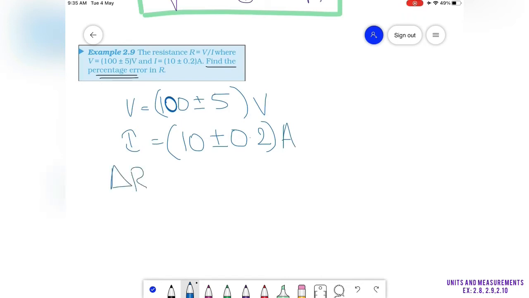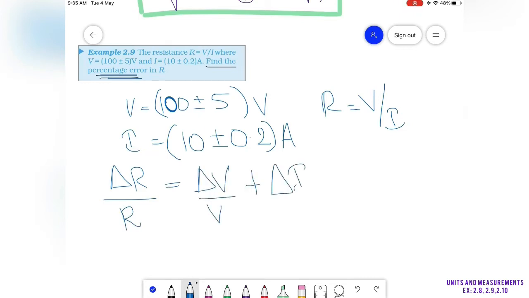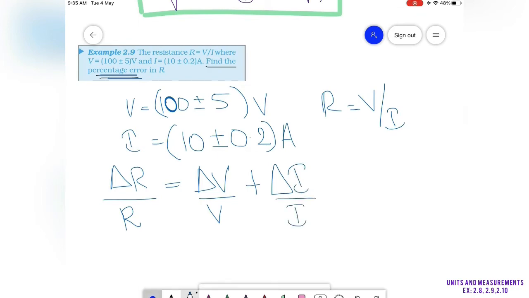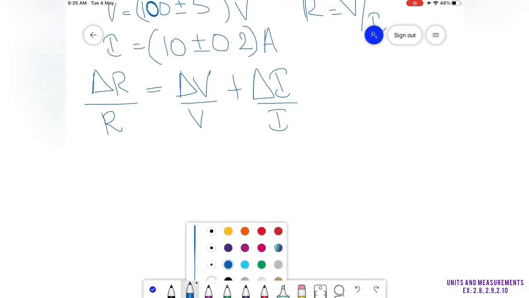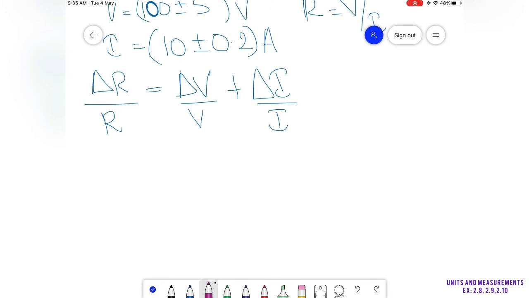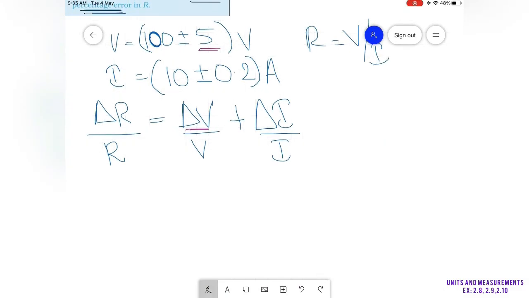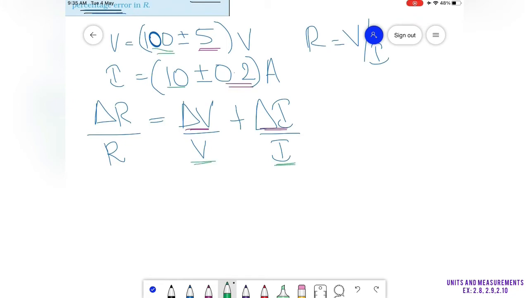So delta R, we're finding the error here, right? R is equal to V by I. So how do you write the error? Change in R by R is error of V by V plus error of I by I. So what is the error of V that is given to us? 100 plus or minus 5 volts, right? So 100 is the actual value, 5 is the error. The error of I is 0.2, value of V is 100, value of I is 10.